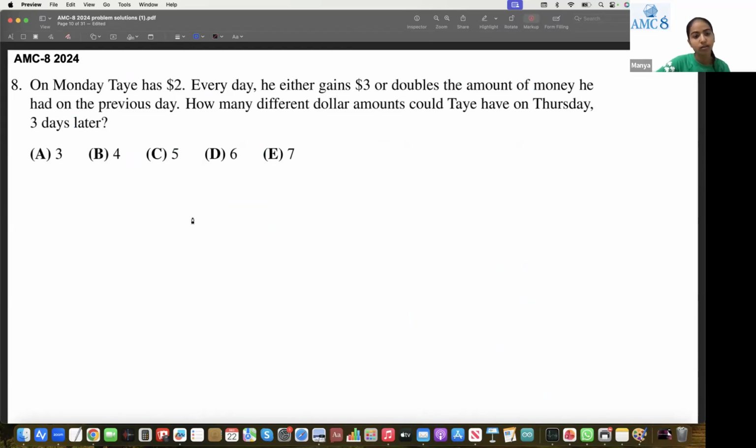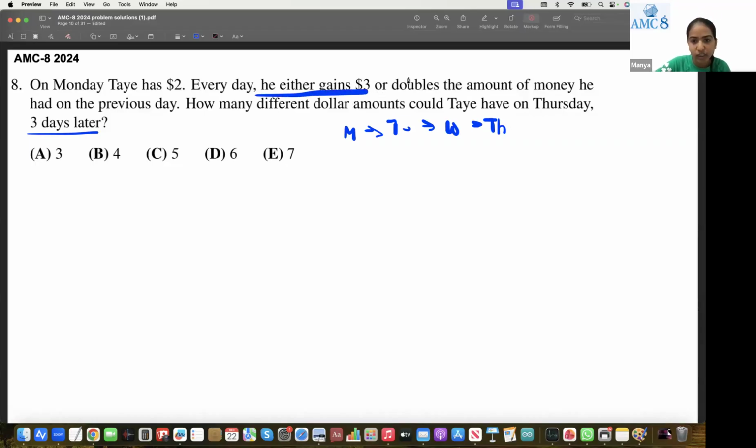So I'll write M for Monday. So Monday to Tuesday, Tuesday to Wednesday, and Wednesday to Thursday. And that's 3 days. They also said that it's 3 days later here. So 1 day from Monday to Tuesday, 2 days from Tuesday to Wednesday, and 3 days from Wednesday to Thursday. And they're asking how many different dollar amounts could Ty have on Thursday?